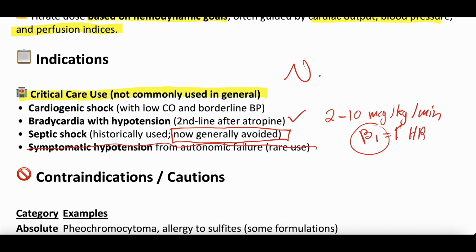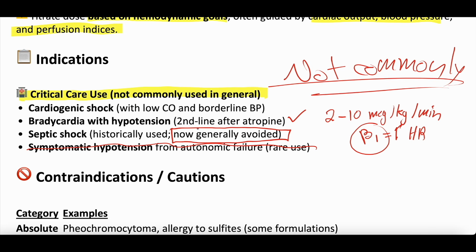So this is not commonly used, with the one caveat being, and although we don't do it because we would just use epinephrine, that you could consider using it for bradycardia at those lower doses.